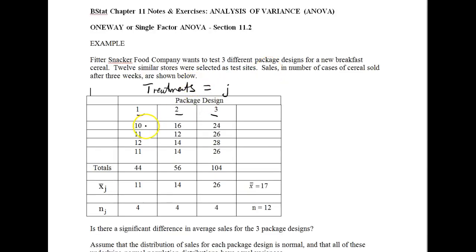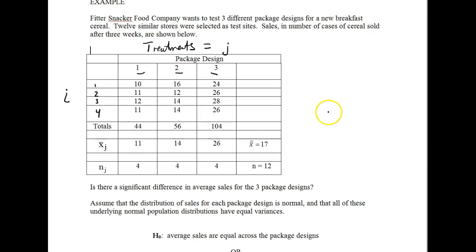And so now we have 4 iterations of data in each treatment column. Okay. So to refer to an iteration, these iterations we would call I. And so we would have the first iteration, the second iteration, the third iteration, and the fourth iteration. Okay, so that's that. Then the question is: is there a significant difference in sales averages for the 3 package designs? Okay, so that's the main thing. This is the layman's terms of what's going on here.